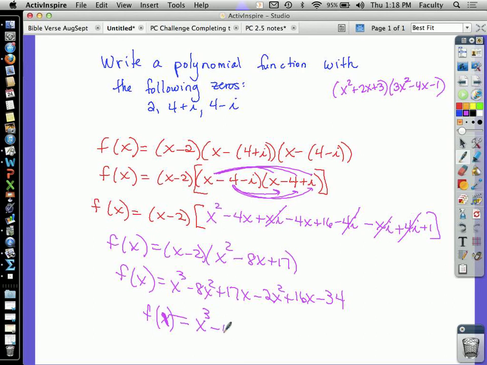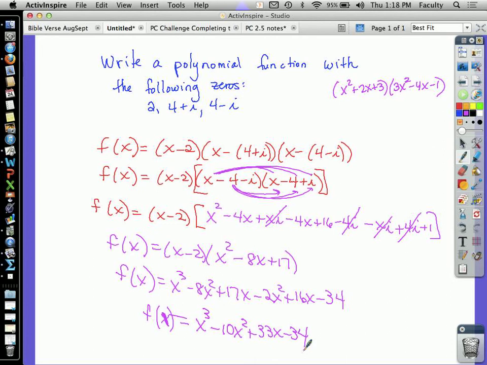Alright, so it's x cubed minus 10x squared plus 33x minus 34. So when you get to a problem like this in your homework tonight, you'll now know you have a good example to look at. Okay.